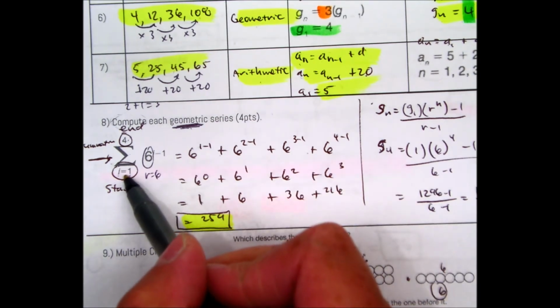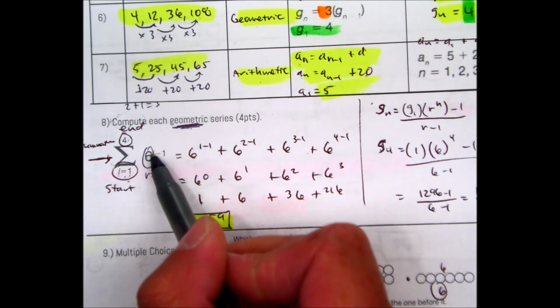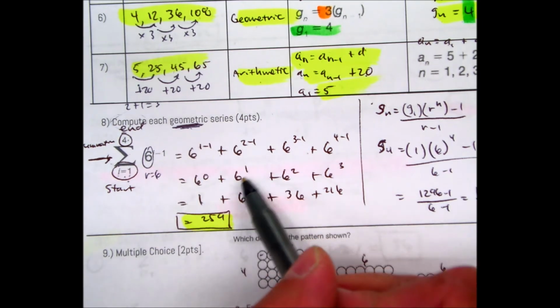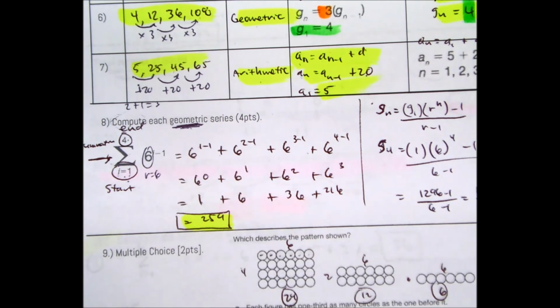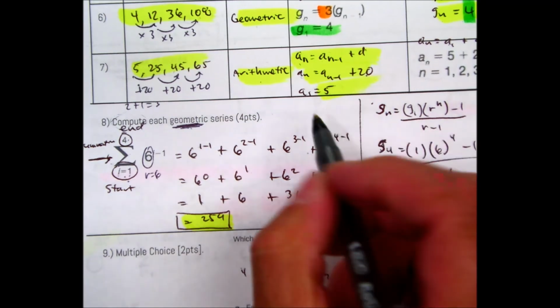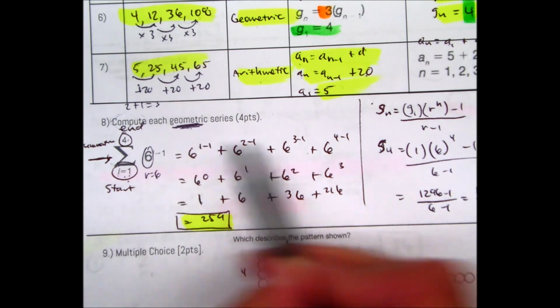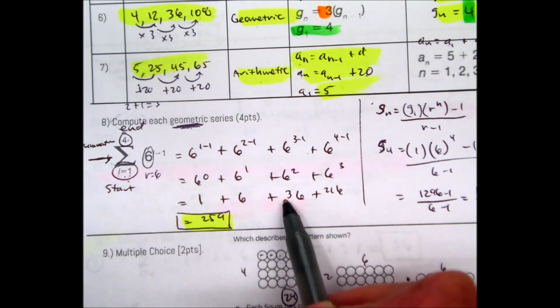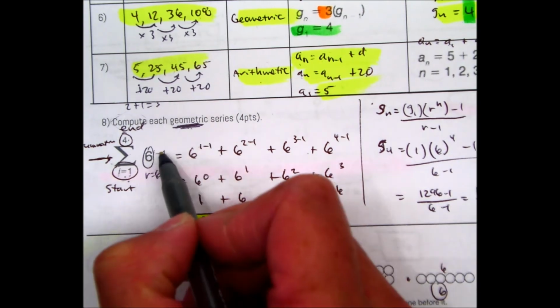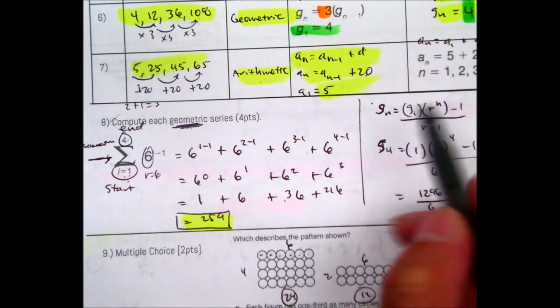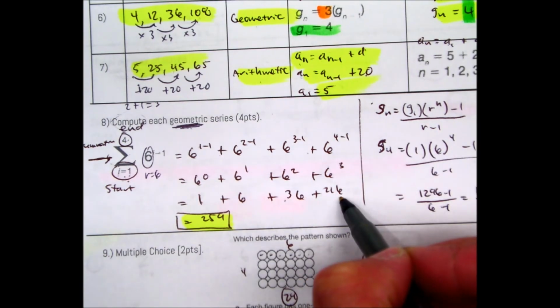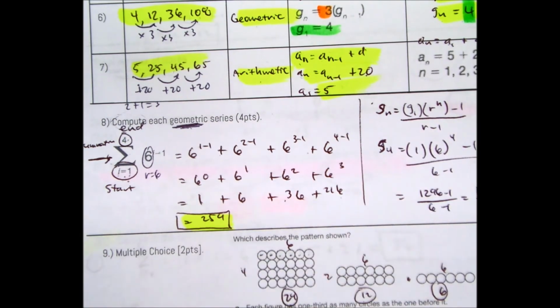i equals 2. 6 to the 2 minus 1. 2 minus 1 is 1. 6 to the first power is 6. If you don't know that, put it in your calculator. Pick 3. 3 minus 1 is 2. 6 squared is 36. And if you put in a 4, 4 minus 1 is 3. 6 to the third power is 216. You add them all up, you'll get 259.